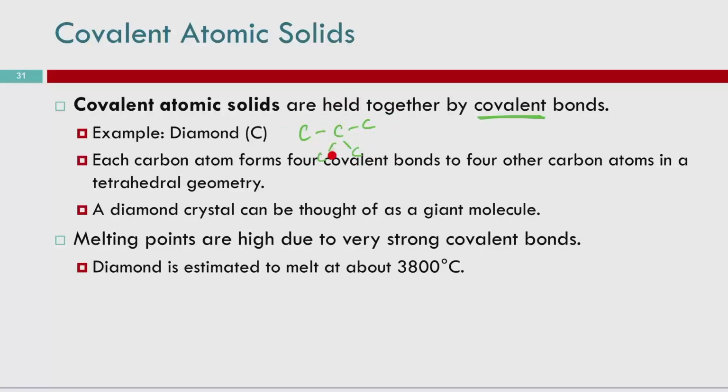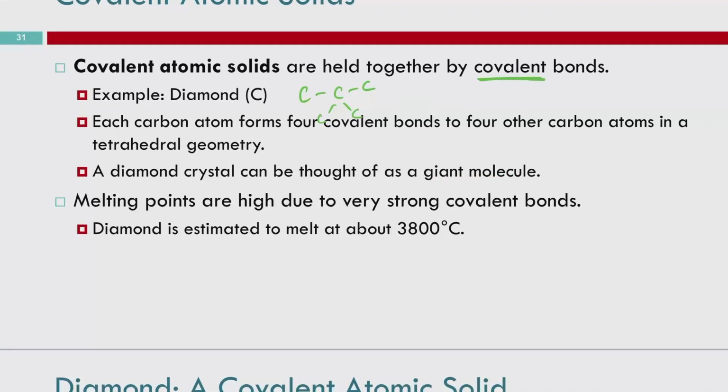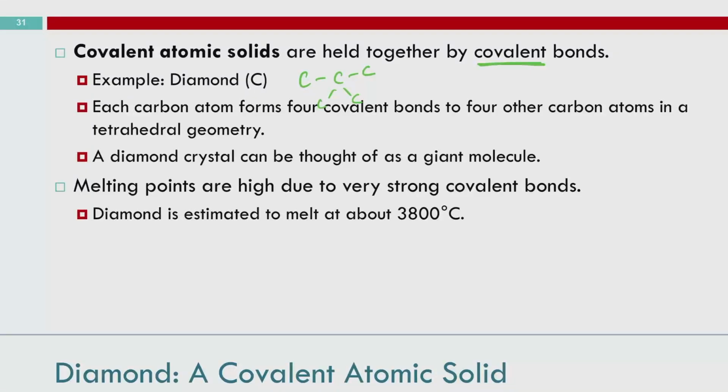And they're held together by covalent bonds. It's basically a giant molecule, and they have very, very high melting points. So diamond, for example, is estimated to melt at like 3,800 degrees Celsius. So more than 4 times the temperature of sodium chloride's melting point.